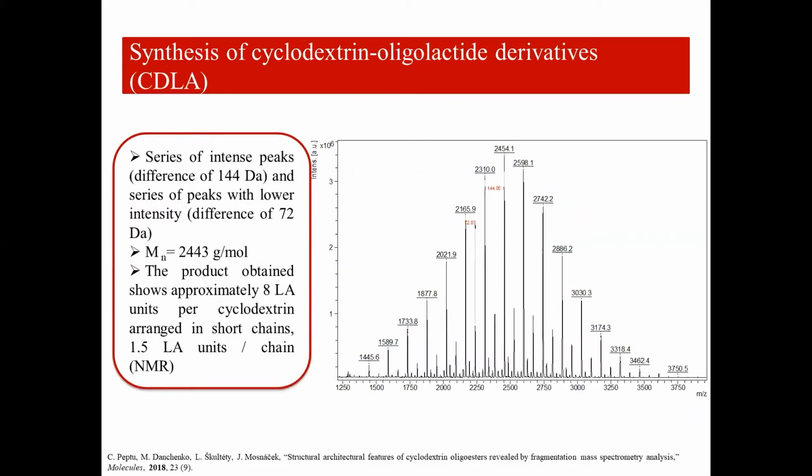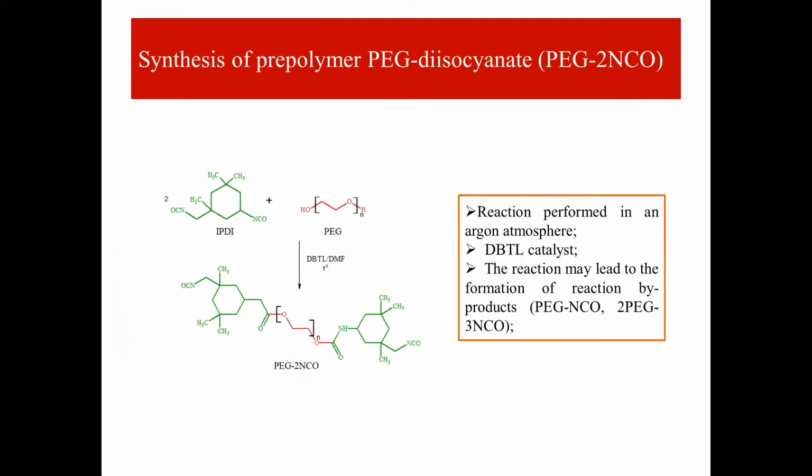The figures show the mass spectrum of the obtained cyclodextrin oligolactide product. From the spectrum, two types of peaks can be observed: a series of intense peaks with a difference between two consecutive peaks of 144, corresponding to lactide units, and a second series of lower intensity peaks located at a difference of 72 from the intense peaks that frame them. Using MALDI-MS, it was possible to determine the molecular weight of the obtained compound and the number of lactide units per cyclodextrin.